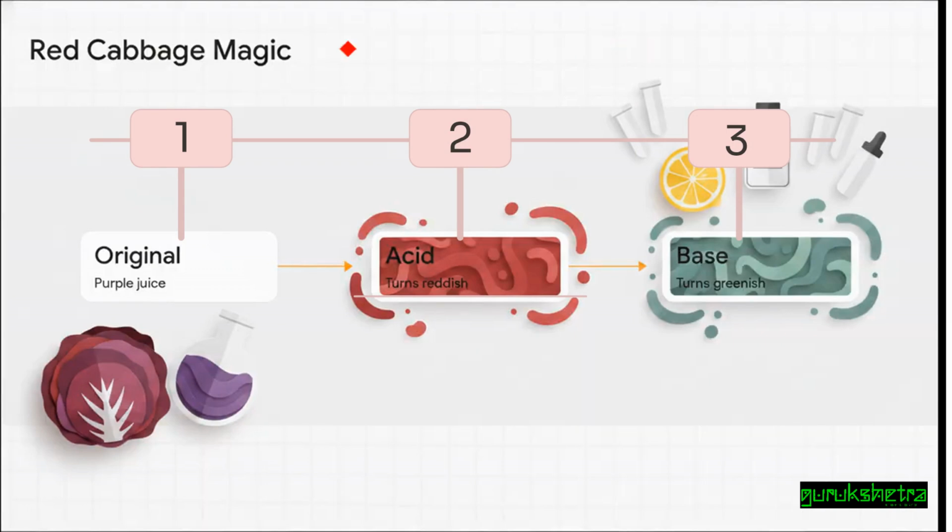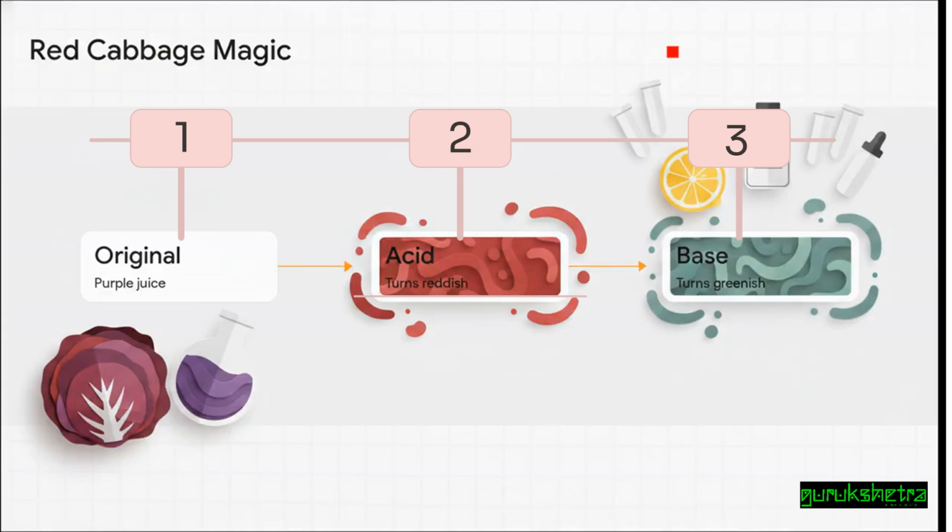Red cabbage juice is exceptionally cool because it acts almost like a universal indicator. It gives us this beautiful spectrum of colors depending on the pH. Let's walk through it chronologically. Step 1. The original, neutral juice extracted from the cabbage is a lovely, deep purple.